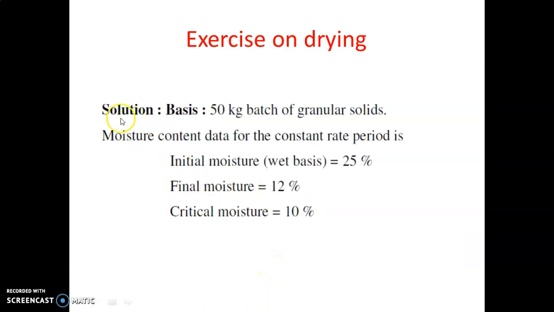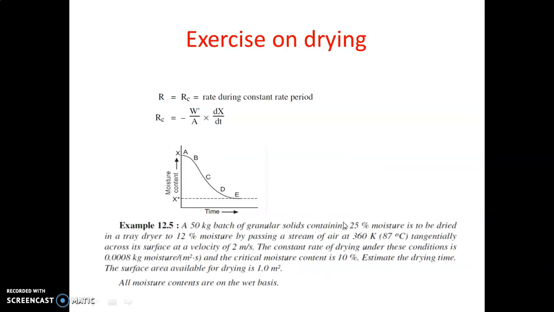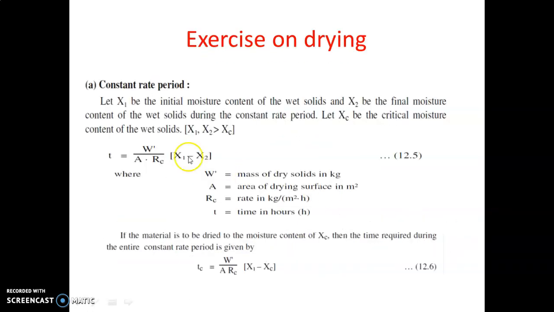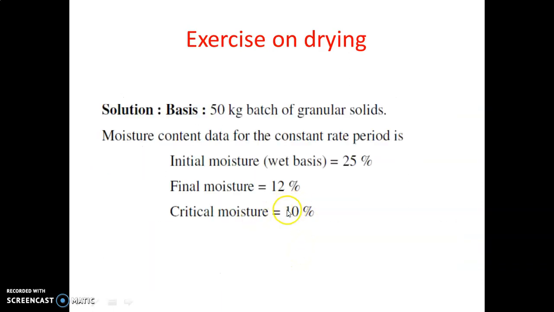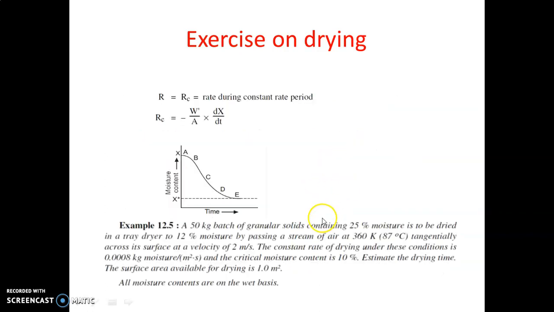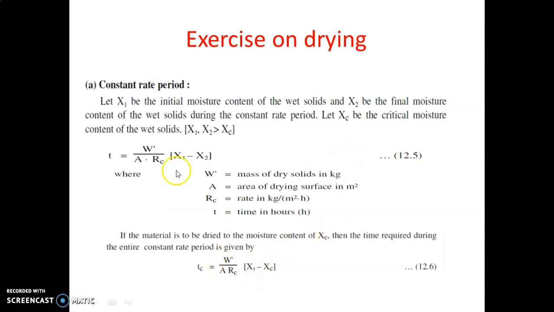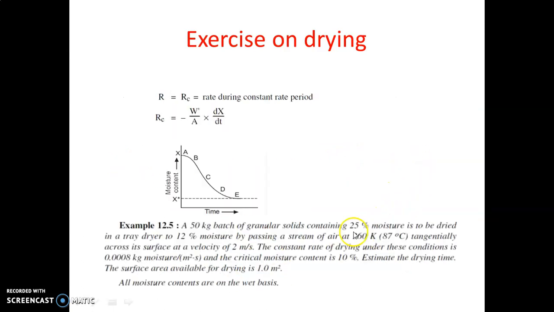So here we have the basis of the problem: 50 kg of granular solids. The moisture content is given: initial moisture 25%, final moisture 12% and critical moisture 10%. From here we can assume that the first formula is not applicable, because the critical moisture content is 10% and the final moisture content is 12%. So this formula is not applicable for this second case, and we have to use formula 12.5.